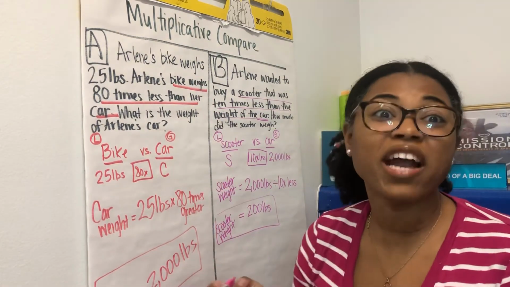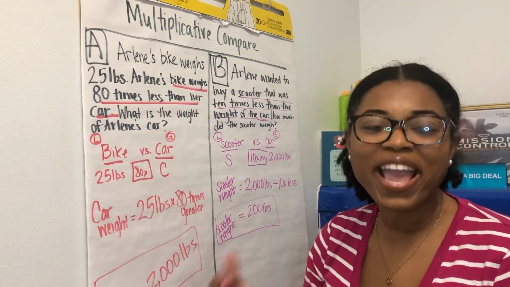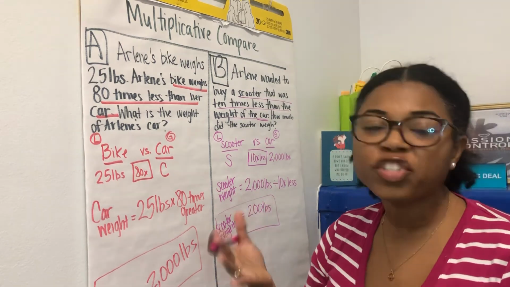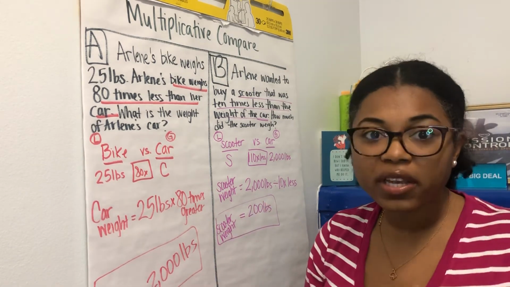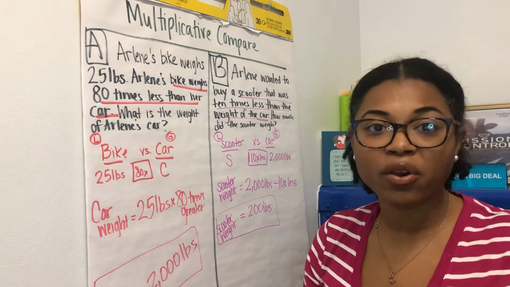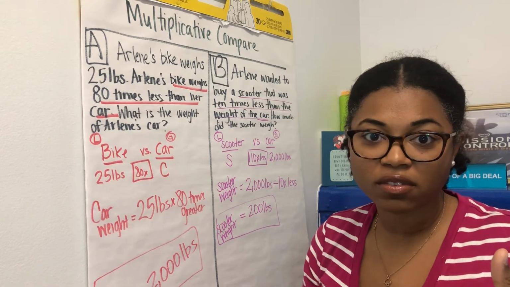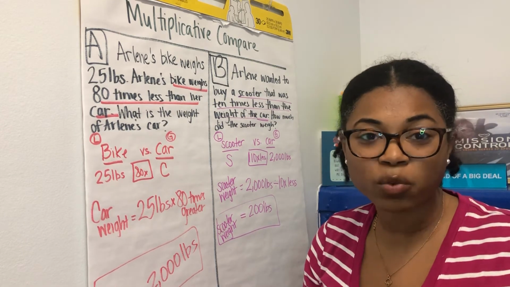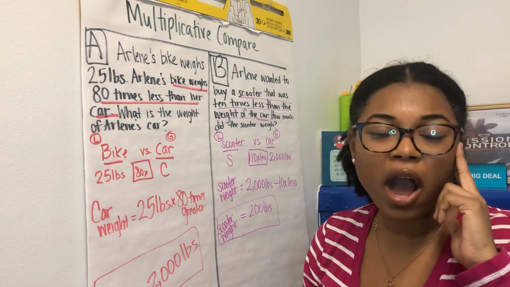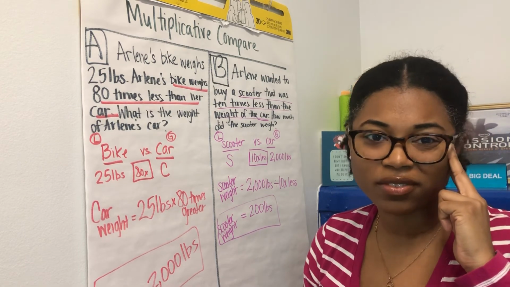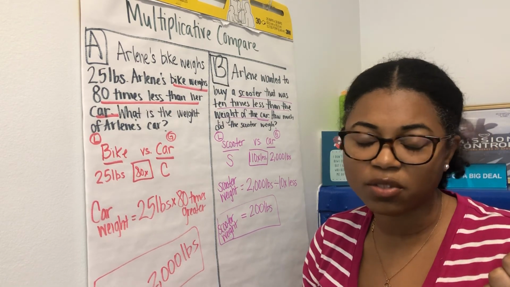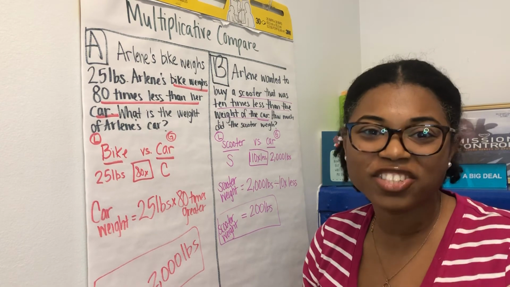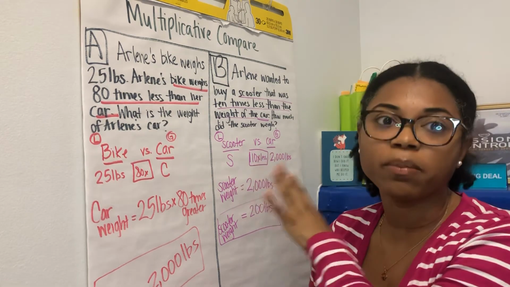Multiplicative compare is going to be heavily tested on Math Mock 2 and the New York State test, so we should always think, what's being compared? What do I know? What don't I know? What's the greater amount? What's the lesser amount? What operation makes sense to solve? Is it addition? Is it multiplication? Division? When we see multiplicative compare.